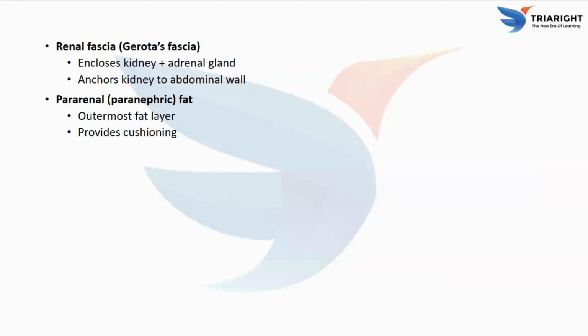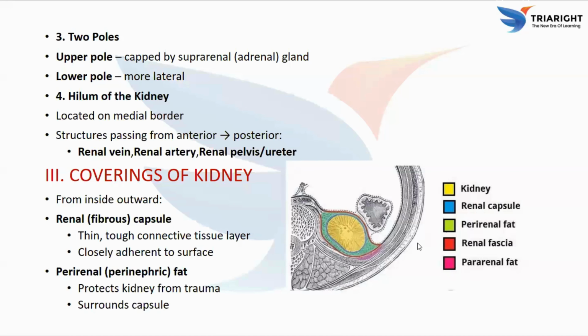So in the previous slide, you can see this picture of the coverings of the kidney. This diagram shows a cross section, that is, a transverse section of the body where the kidney lies. The yellow color one is the kidney, which is the main organ, and the blue color one is the renal capsule, the protective tough inner covering. Green is perirenal fat, which is a shock absorber, and the red color one is the renal fascia, which anchors the kidney in place. And here you can find this purple structure, which is called the pararenal fat, which is the outer protective fat.